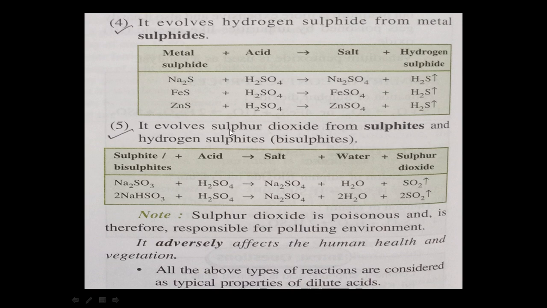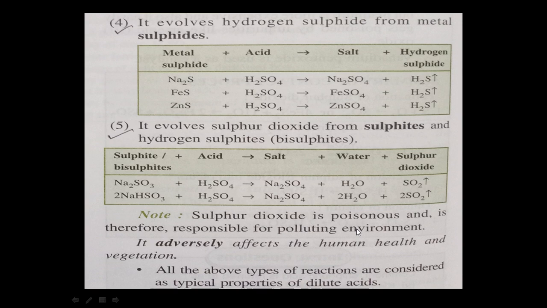So whenever there are carbonates, carbon dioxide will come. Whenever there are sulfites or hydrogen sulfites, then sulfur dioxide will come out. Sodium sulfite plus sulfuric acid gives sodium sulfate plus water plus sulfur dioxide. Sodium hydrogen sulfite plus acid gives sodium sulfate plus water plus sulfur dioxide. Sulfur dioxide is poisonous and is therefore responsible for polluting the environment.